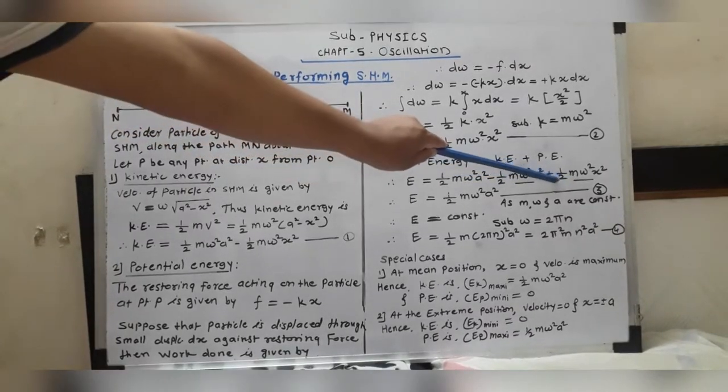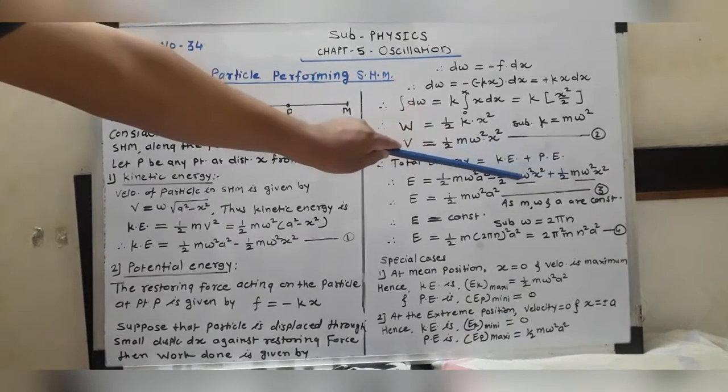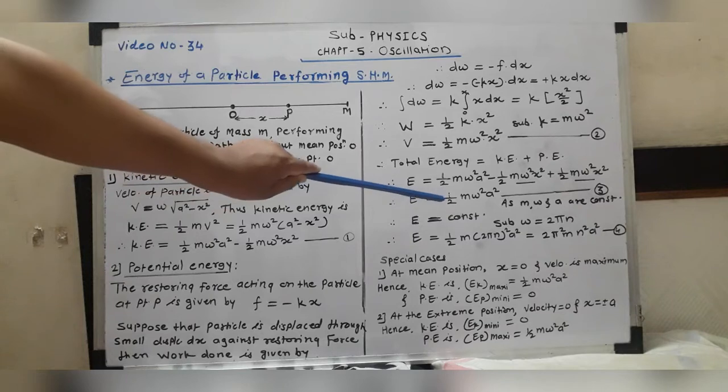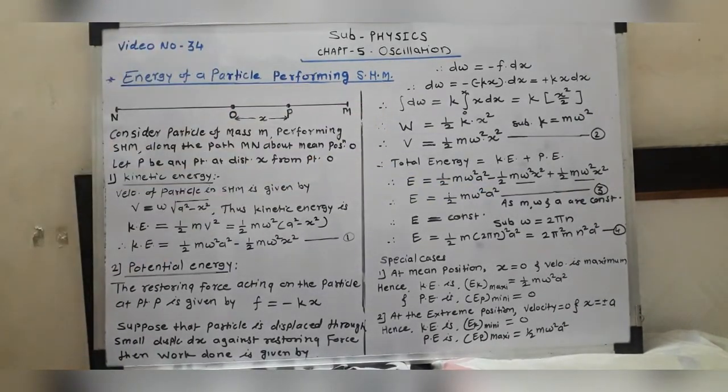Then plus 1/2 m omega square x square minus 1/2 m omega square x square. This term should be cancelled, and the remaining term, that is the total energy, E is equal to 1/2 m omega square a square. This is nothing but the equation number 3.